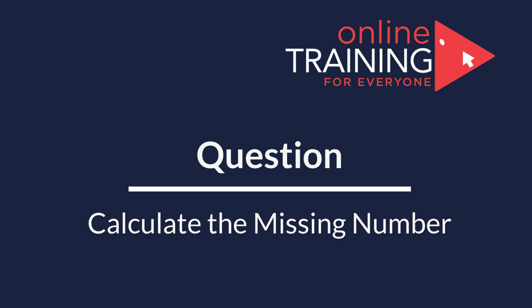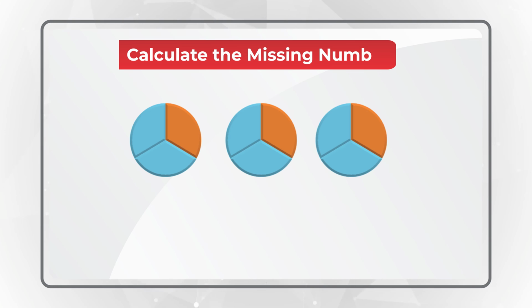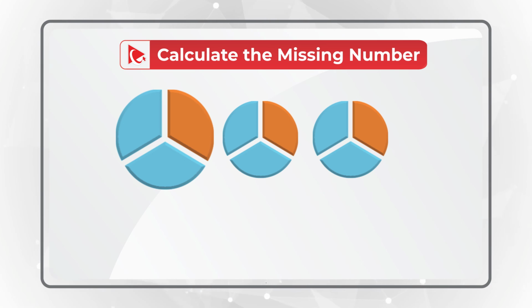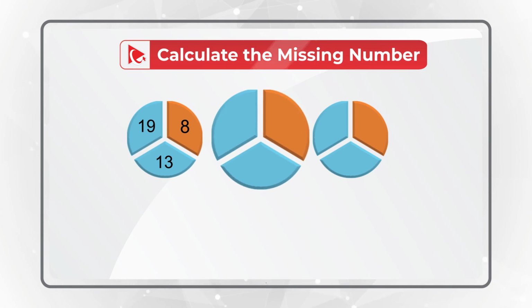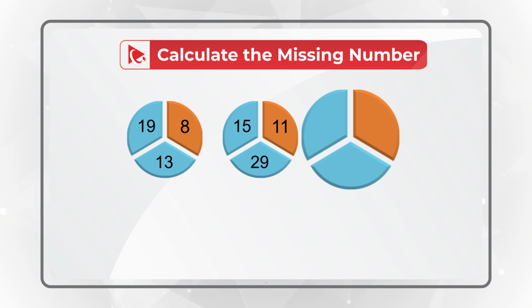Here's a puzzling question which has a very surprising solution. You're presented with 3 circles. Each circle is broken into 3 equal parts. The first circle has numbers 8, 19, and 13. The second circle has numbers 11, 15, and 29. And then the third circle has numbers 33, 31, and then one number is missing.